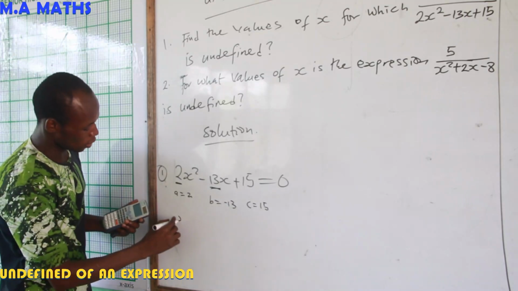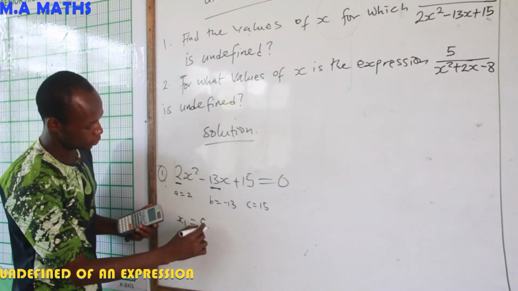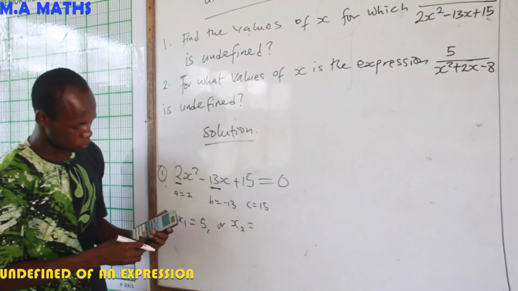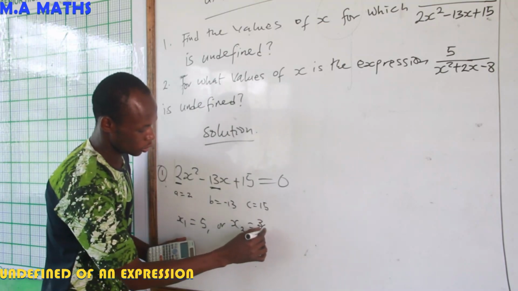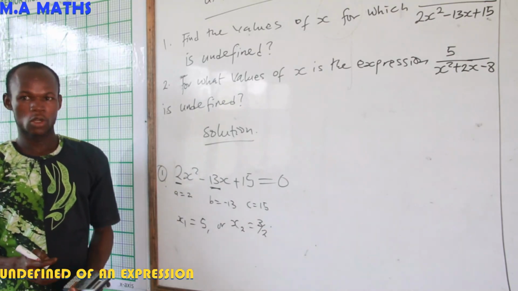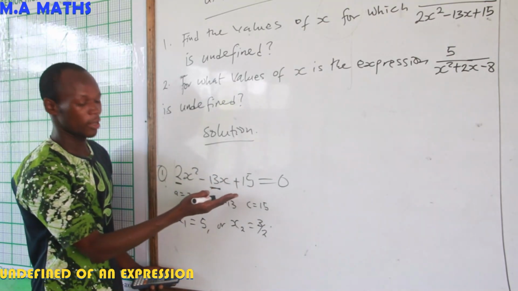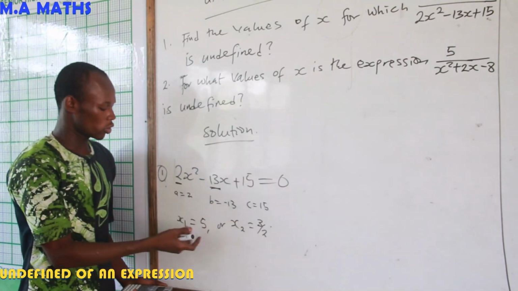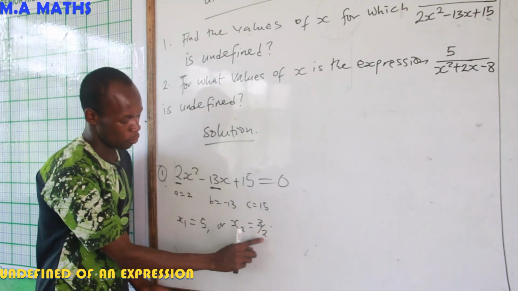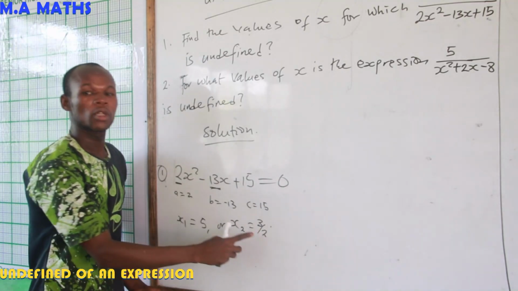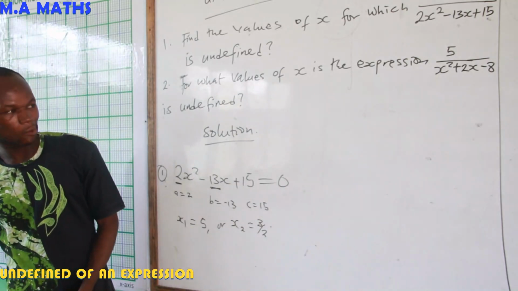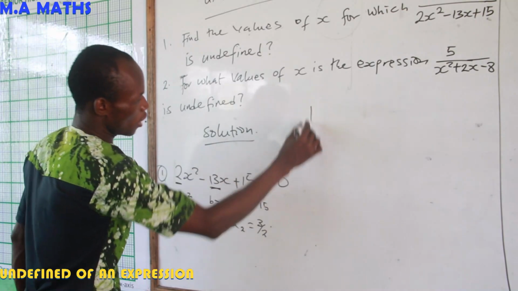You realize it's given to you as x1 equal to 5 or x2 equal to 3 over 2. So this is how to use the calculator to solve this one. That means this function is undefined when the values of x are 5 and 3 over 2. If we don't want to use the calculator and want to solve it manually, this is how we solve it.